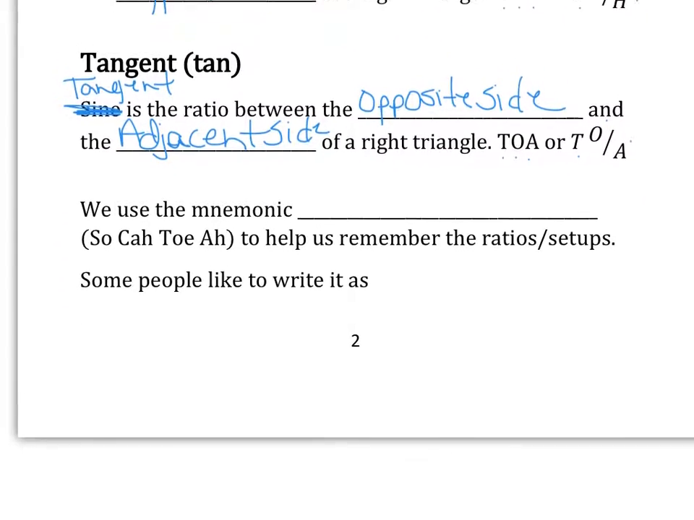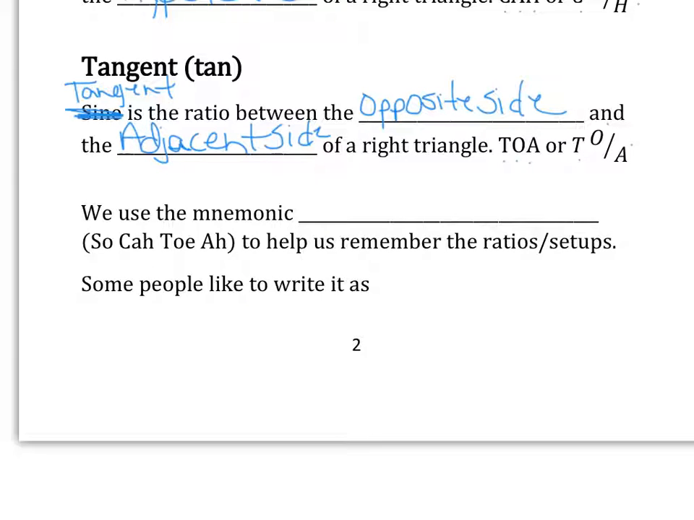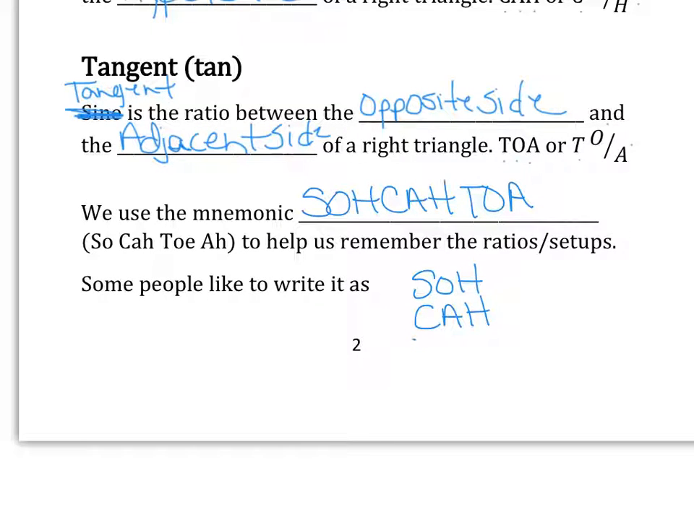We do use a mnemonic when talking about these three trig functions, and the mnemonic is SOH, CAH, TOA, pronounced SOHCAHTOA, to help us remember the ratios and the setups. Some people don't prefer to write it out all in one line. They prefer to write SO, then CA below it, and then TOA below it. You'll see where this is going to come in handy here in just a little bit when we start actually working some problems.